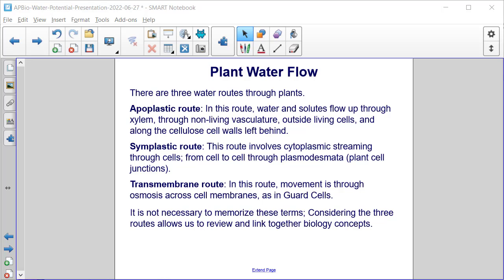The symplastic route. This route involves cytoplasmic streaming through cells, from cell to cell, through plasmodesmata, or plant cell junctions. And then finally, the transmembrane route. In this route, movement is through osmosis across cell membranes, as in guard cells. It is not necessary to memorize these terms. Considering the three routes allows us to review and link together biology concepts.